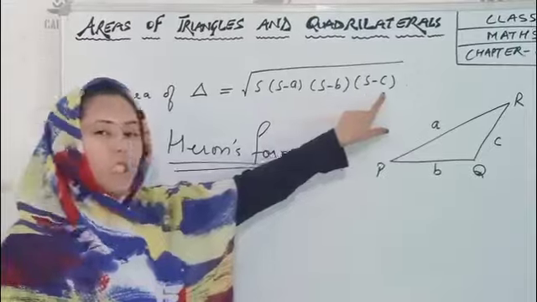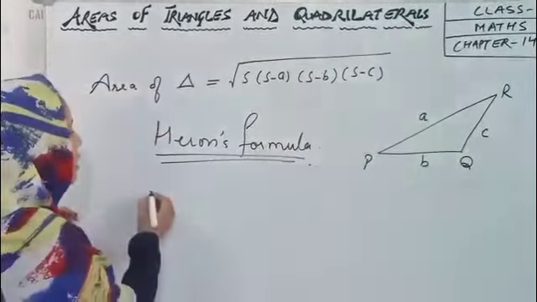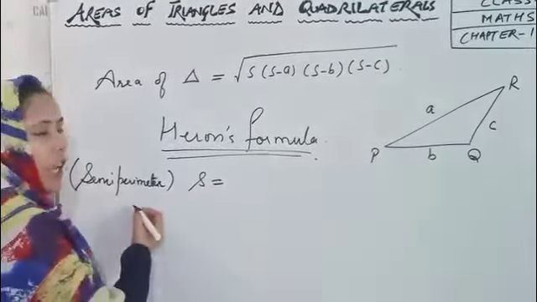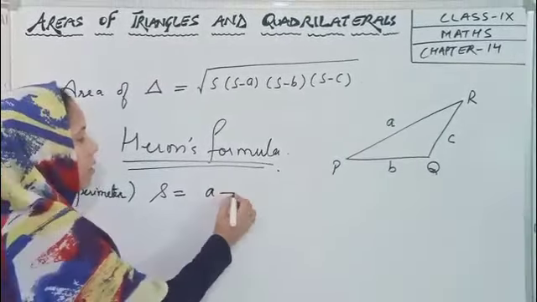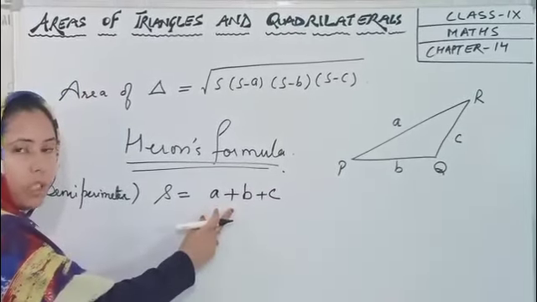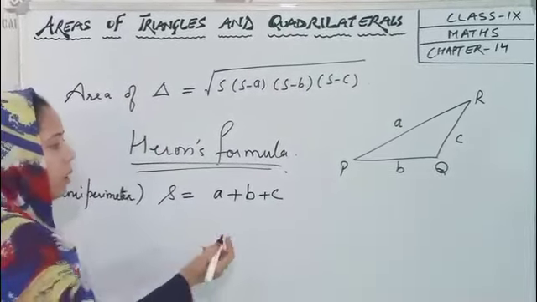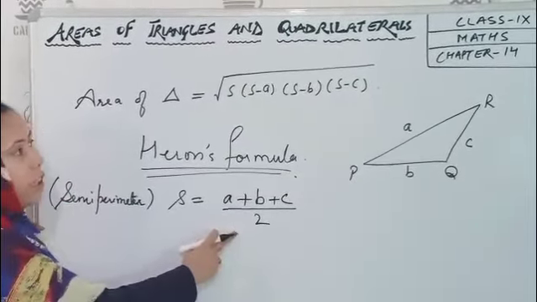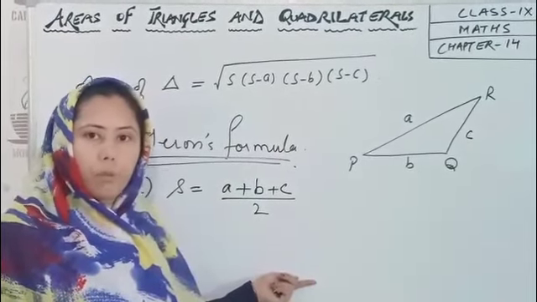But a, b, c, as I told you, are the lengths of the sides. So what is s? s is the semi-perimeter. What is the perimeter? The sum of all sides; the sides are a, b, c. This is the perimeter. Semi means half. A full circle, and a semi-circle, for which a protractor is an example. So we will divide it by 2. So s is equal to (a plus b plus c) by 2. And now we will apply this Heron's formula in different problems.